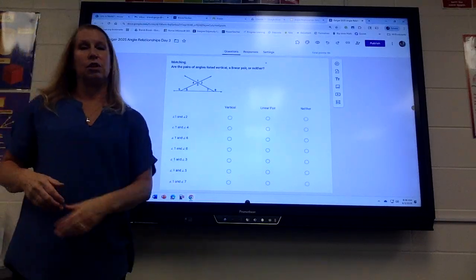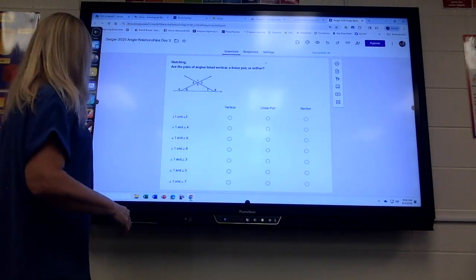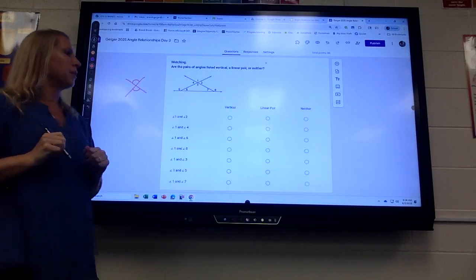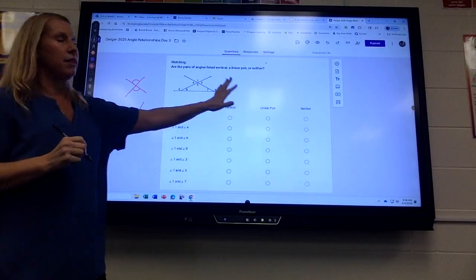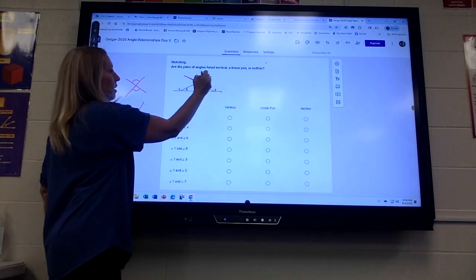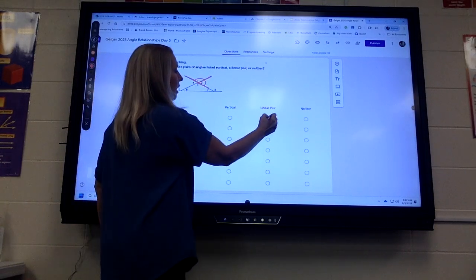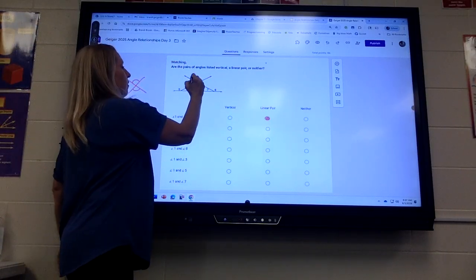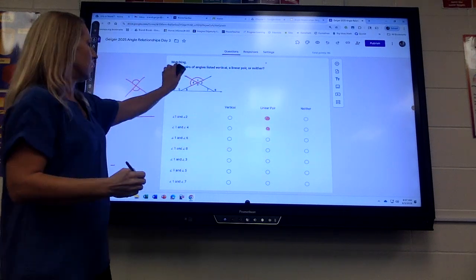Okay, so this part, you have to look at the angles and decide whether they're vertical, which means they're opposite. Now, if they're vertical, they have to make a perfect X and then be opposite each other. If they're a linear pair, they have to make a straight line. And then if they're not either one, it's neither. So like if I look at angles 1 and 2, here's angle 1, here's angle 2, they make that straight line, so that's going to be a linear pair.